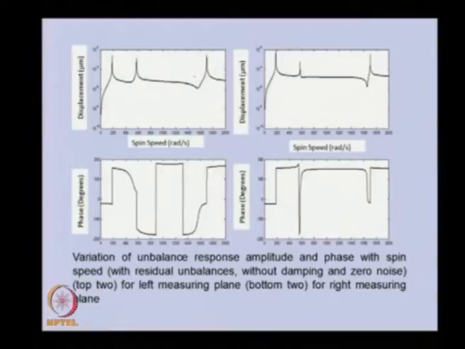This is the response on the left side, and this is the response on the other side, and we expect similar critical speeds in all the responses. In this particular case, we have not considered damping. Also, noise is not added in this response. One is for the left measuring plane and another is for the right measuring plane. At two varying locations, we have shown the responses.